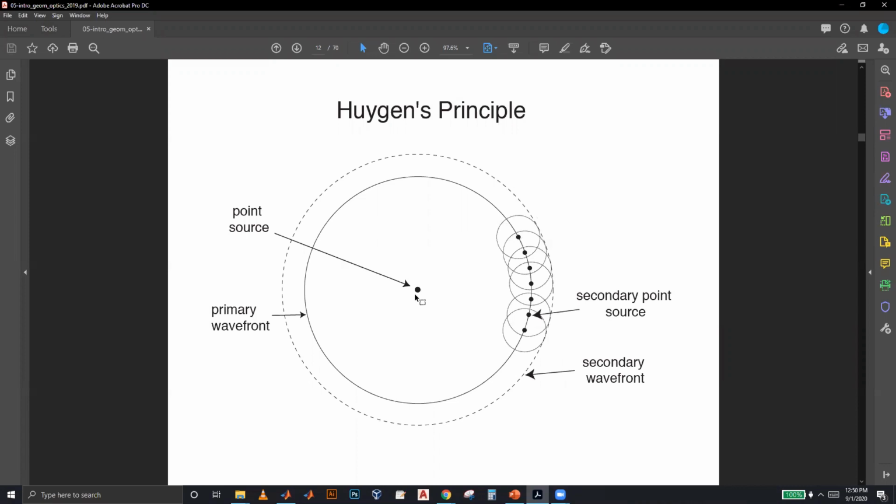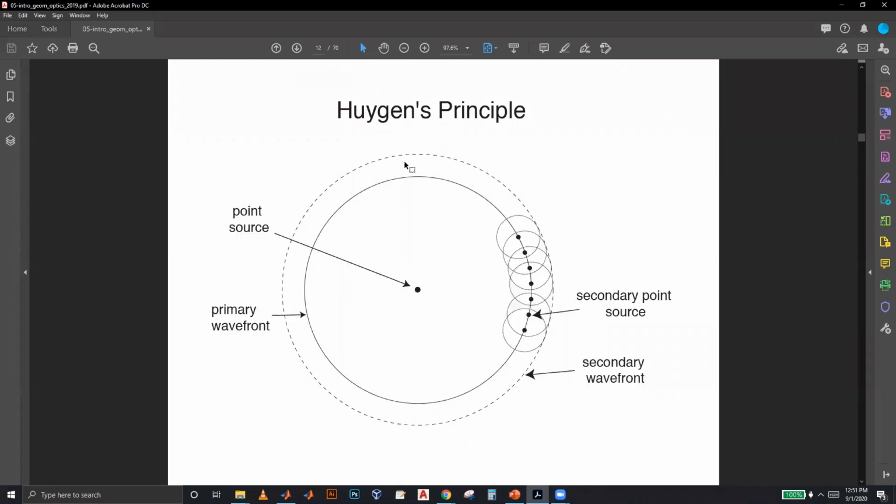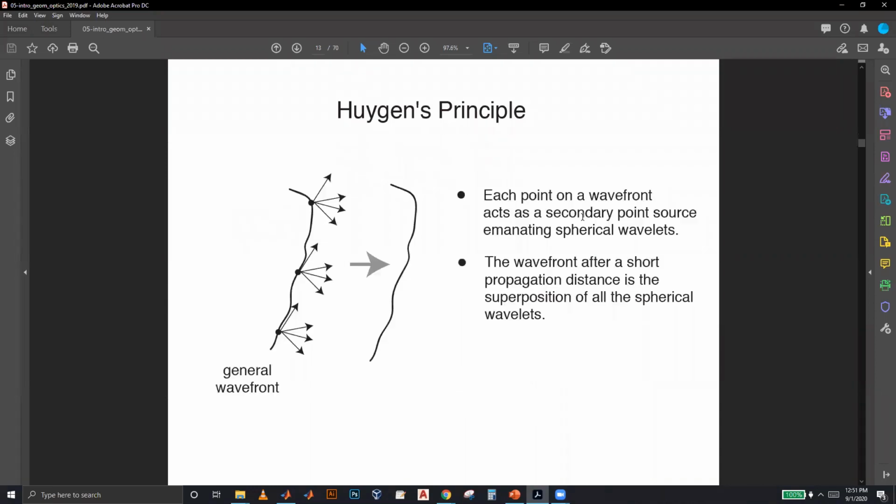So basically in 3D, you have a sphere which is increasing in radius, carrying energy away from the point source. And in 2D, it's a circle. So each point on a wavefront acts as a secondary point source, emanating spherical waves. And after a short propagation distance, the superposition of all the smaller spherical wavelets gives rise to a larger wavefront, which is the secondary wavefront. And you keep repeating it, and that way you can map out how the light is propagating away from this point source. Okay.